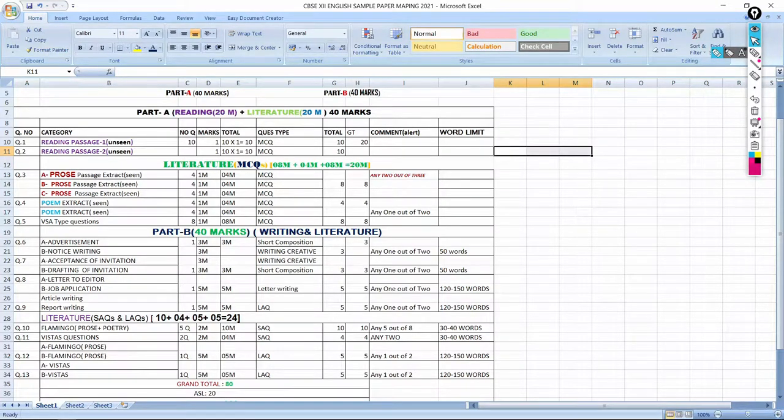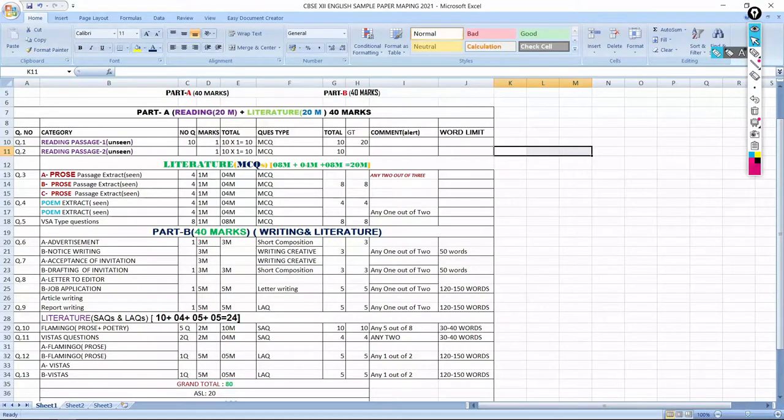So, my dear children, what are the changes? First, the number of chapters is minimized. So, 33% of the syllabus is already deducted. Now, with the existing syllabus, the pattern also is changed.